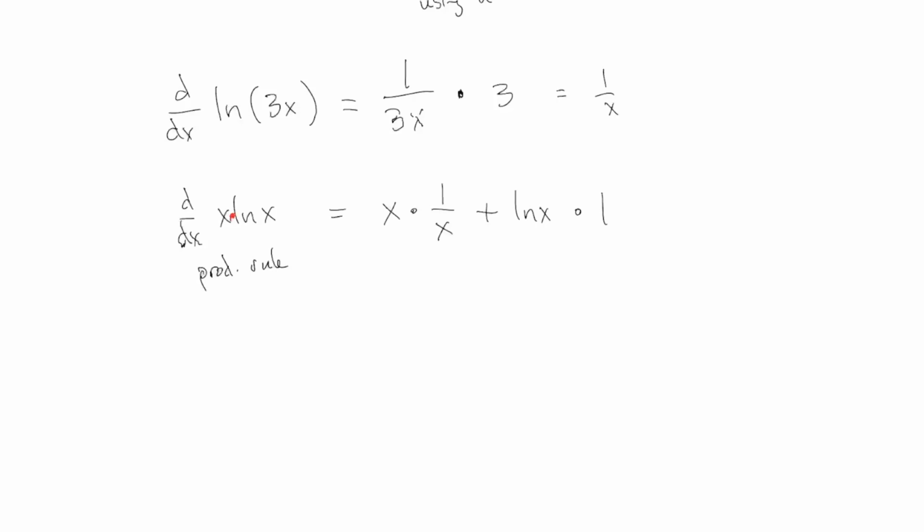If you'd like to simplify, x times 1 over x is 1, right? 1 plus ln x. That's how we do it. Sometimes you've got to do the product rule. Sometimes you've got to do the quotient rule. You can imagine if that was a fraction instead, you would have done the quotient rule rather than the product rule. All right.